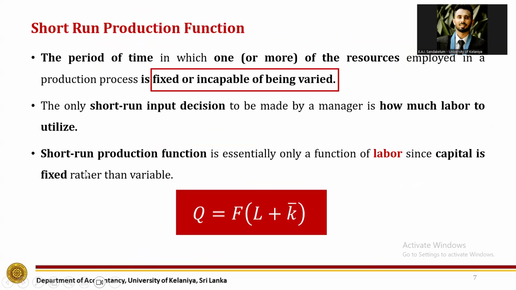Now with the variable and the fixed part, we are moving to the short run production process. If it is a production function, the production function consists of only two parts.